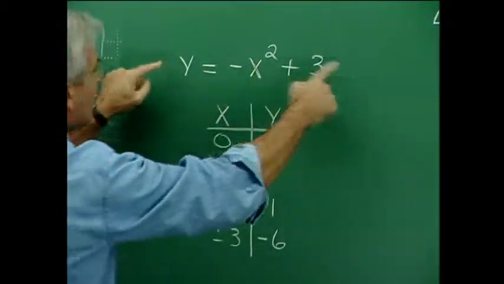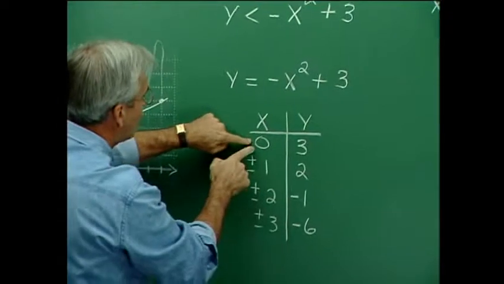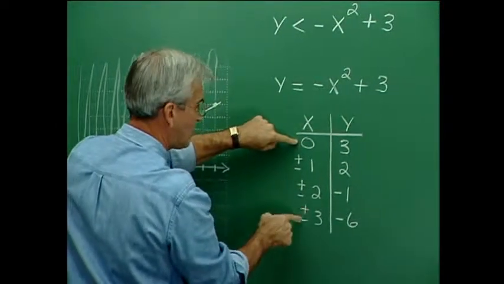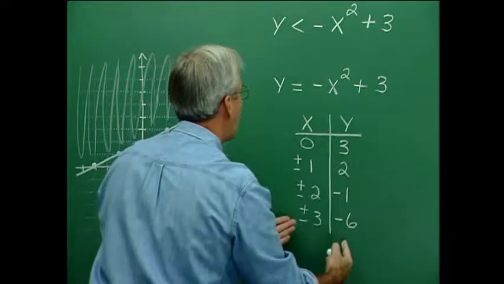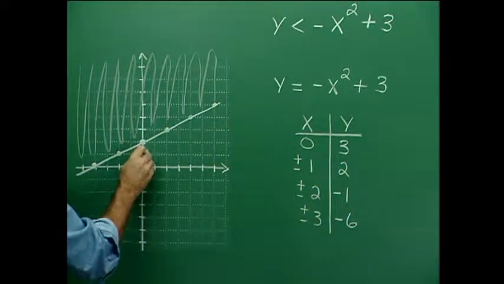All right, so then I'll make a table of values. I'll let x take on values 0, plus or minus 1, plus or minus 2, plus or minus 3. And these are the y values that come out of that. All right, let's plot the points. So let's see, we have 0 goes to 1, 2, 3.